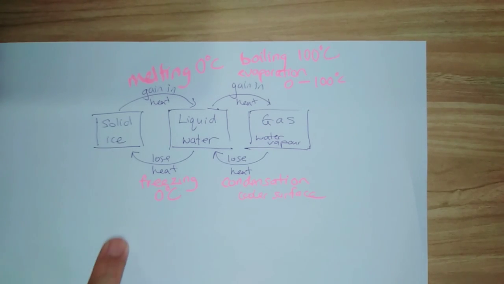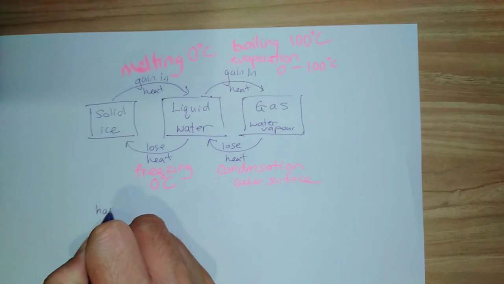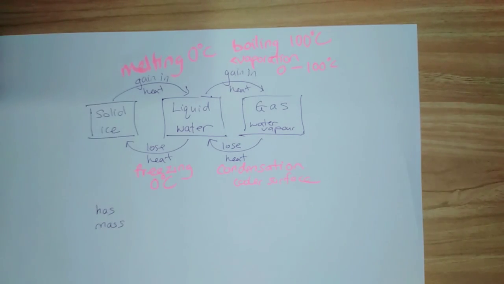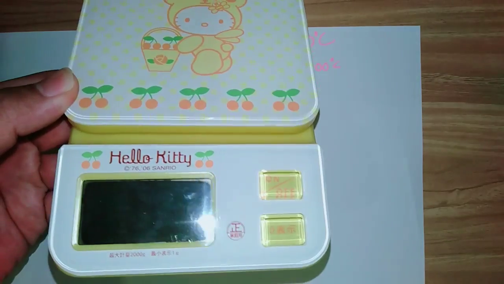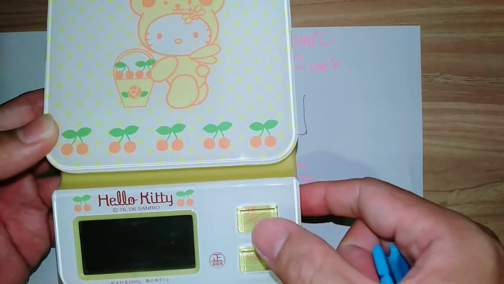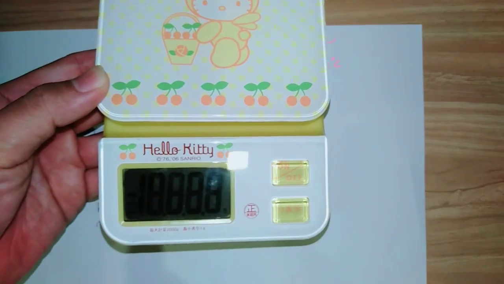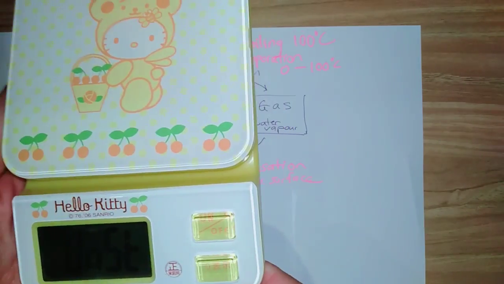Now, what properties does a solid have? A solid definitely has mass. How do we know it has mass? Well, we can use a weighing scale such as this. Alright? Yes, very cute, right? Hello Kitty. So let's turn it on. So I hope you can see the digital scale here. Very soon you will see 0, so I'm pressing on the scale.